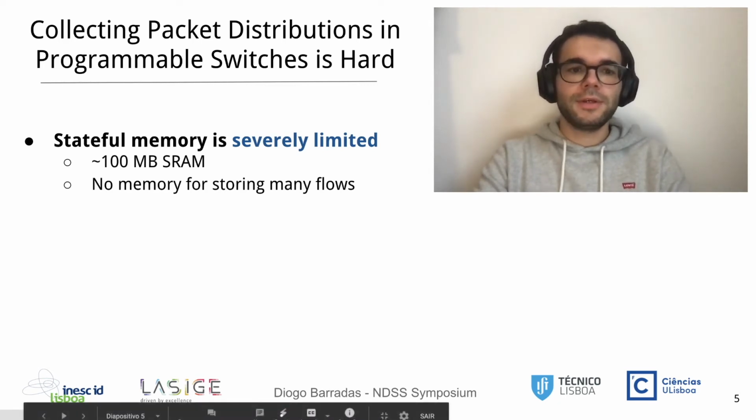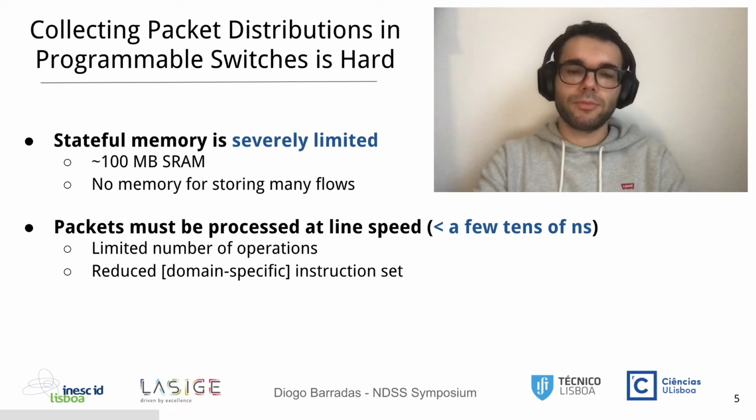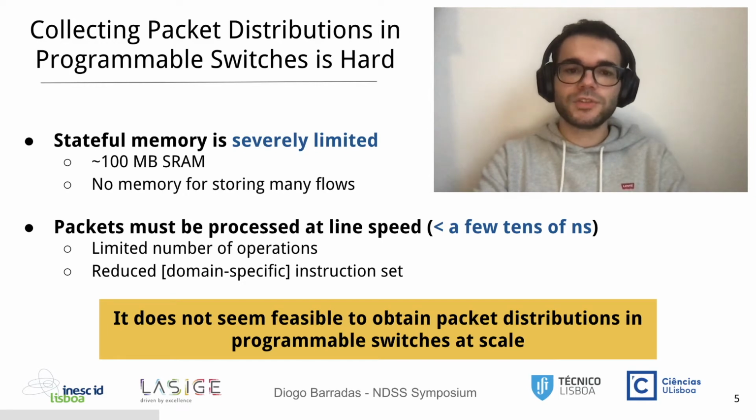On the other hand, we know that packets must be processed at line speed, which means that we have just a limited number of operations that can be performed per packet, using a reduced instruction set provided by the device itself. So we discuss the question of whether it is feasible to actually obtain these packet distributions in programmable switches and do this at scale.